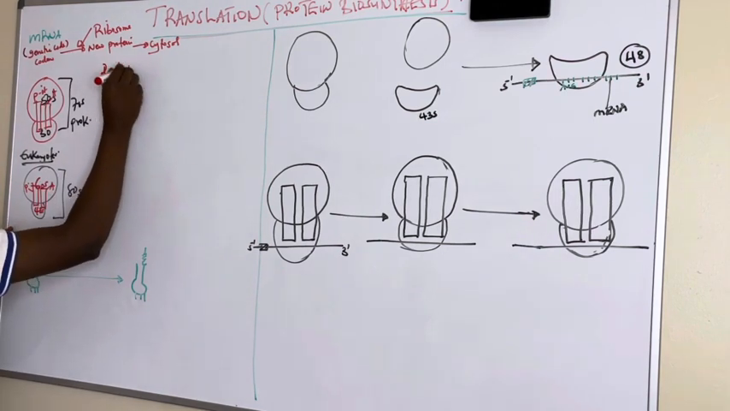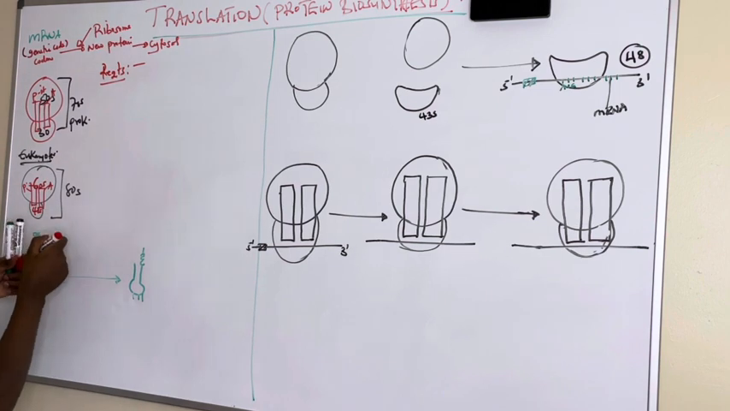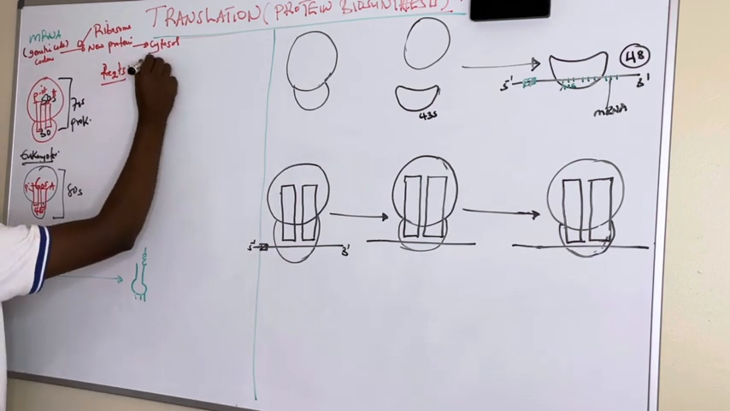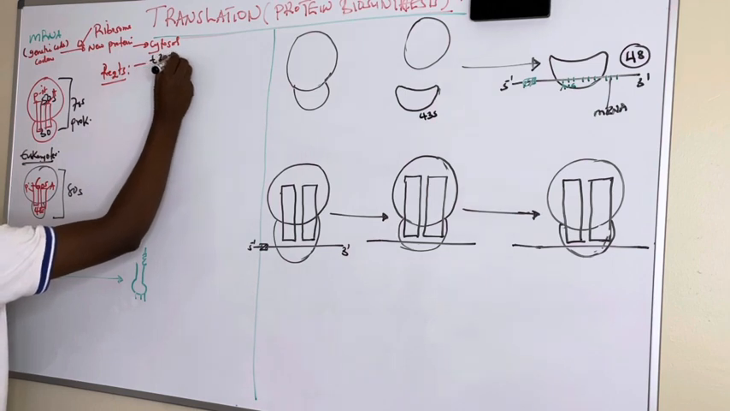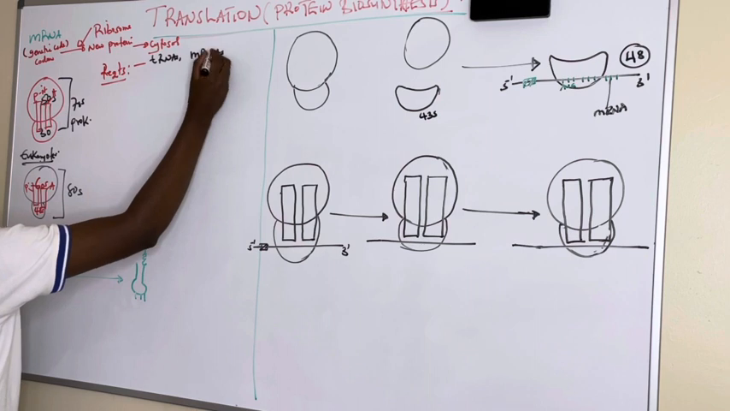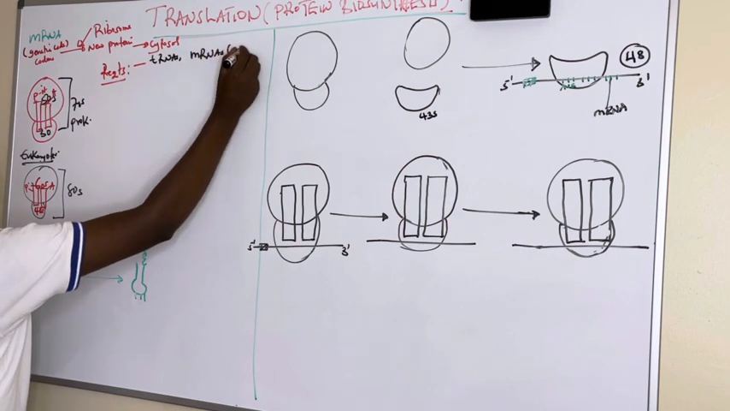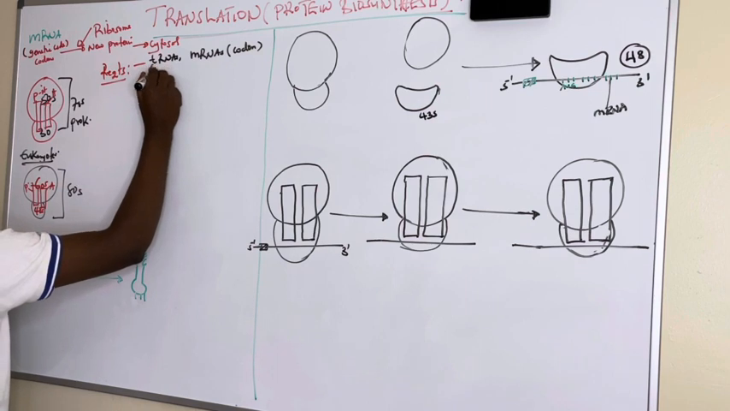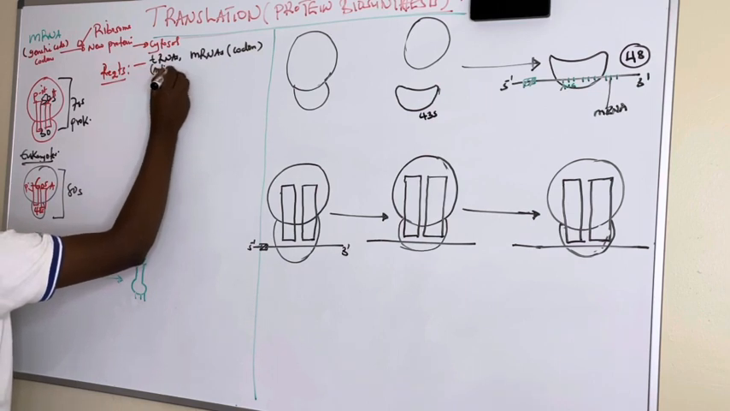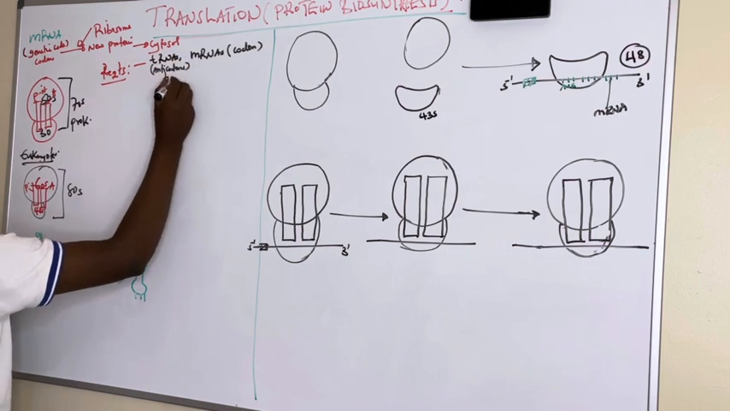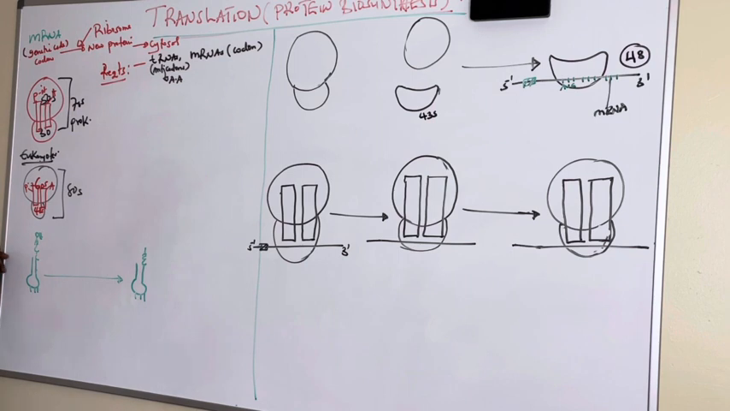Among the requirements, we shall need transfer RNAs, we shall need mRNAs, which are carrying codons, and the transfer RNA carries the anticodons. And these anticodons are the ones that specify the amino acid to be added.